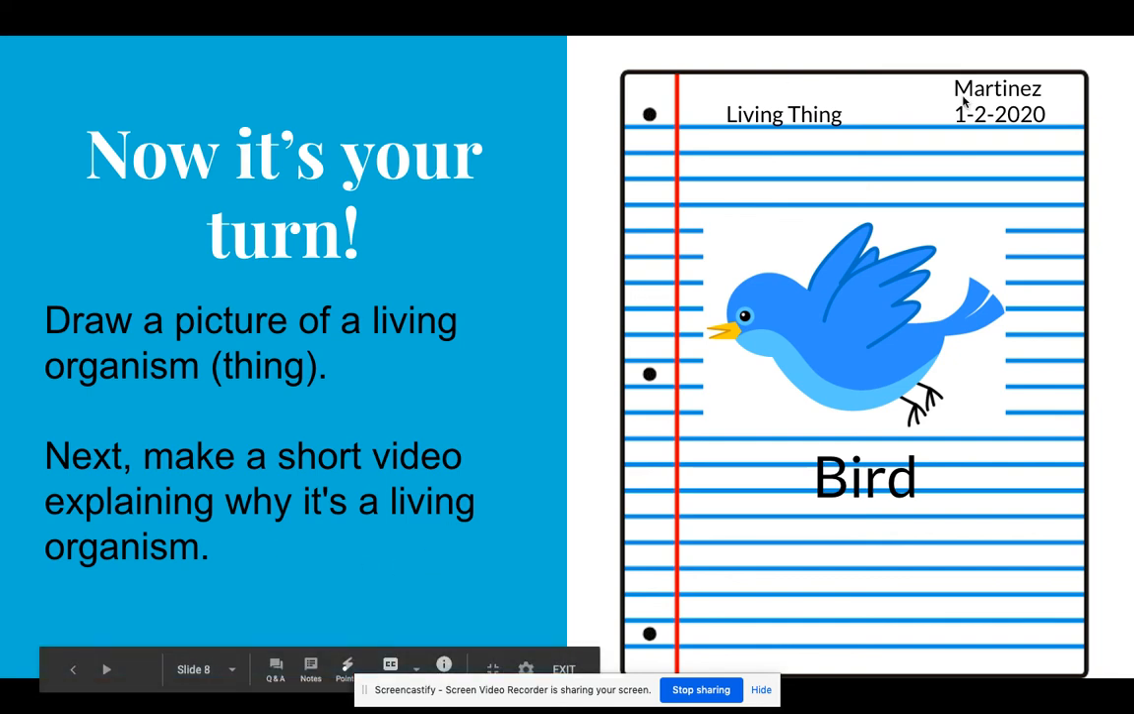For example, here's my paper. I wrote my name and the date on the top. I wrote living organism or living thing as my title. And then I drew a picture of a bird. I wrote the word bird under it, and then I drew my bird. So in my video, I'm just going to show the picture of the bird that I drew and then say why it's living. Well, this bird needs water, it needs air, it needs food, it can make more of itself, it grows, it moves.